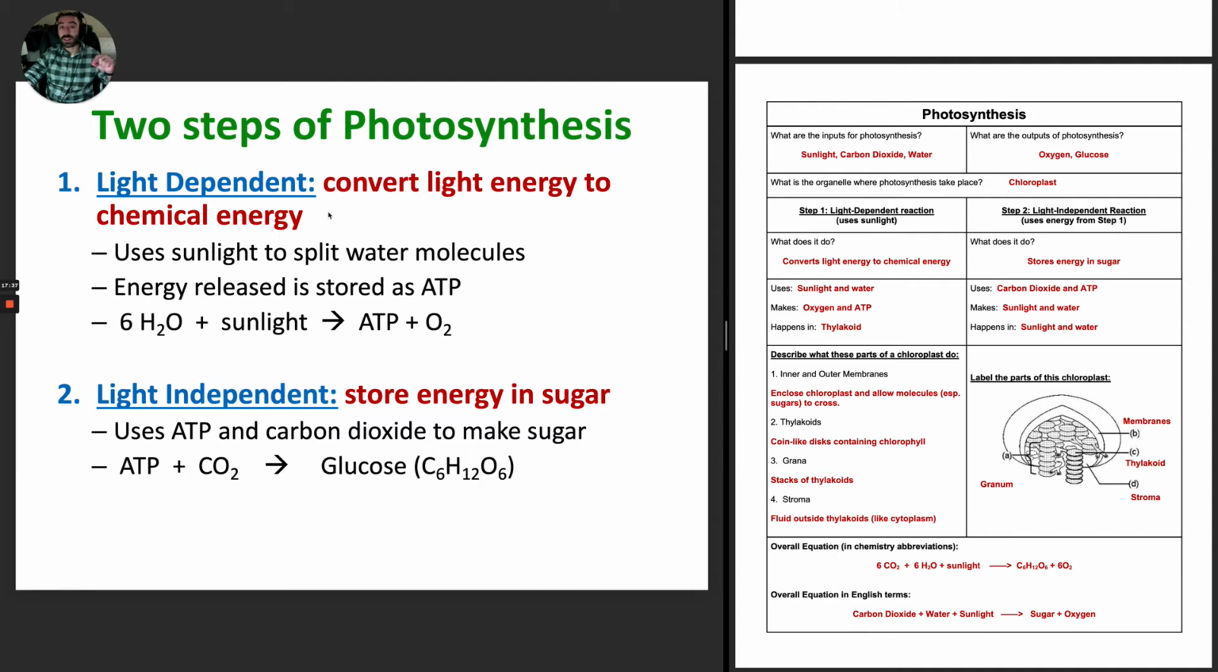The light dependent reaction converts light energy to chemical energy. So technically it uses sunlight to split up water molecules. Energy is released, and that's stored as a molecule called ATP that we've talked about a few times in class. And then this is the specific equation for the first part. The light independent reaction stores energy in sugars. And so it uses that ATP and the carbon dioxide that it takes in to make sugar.